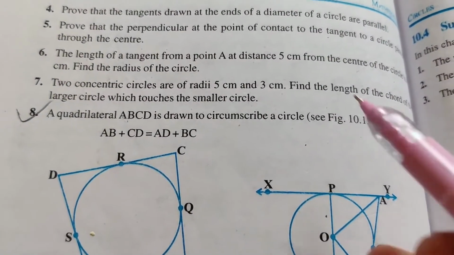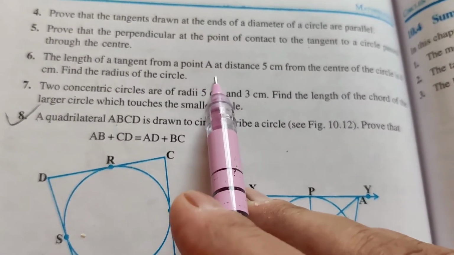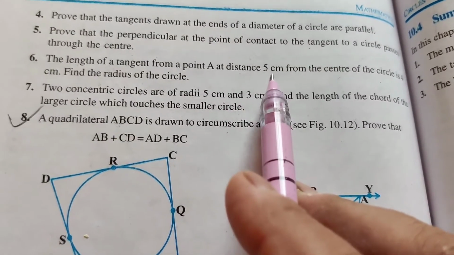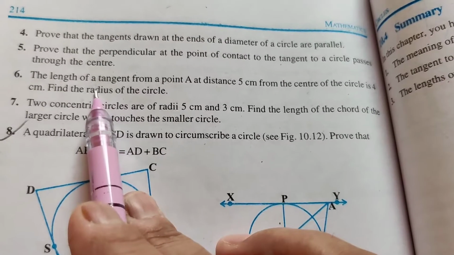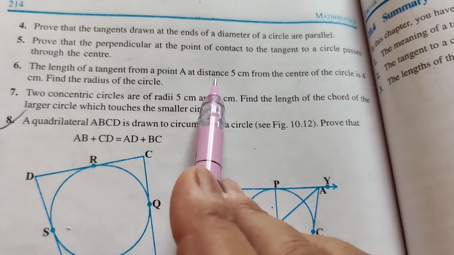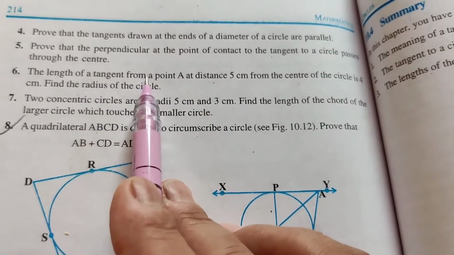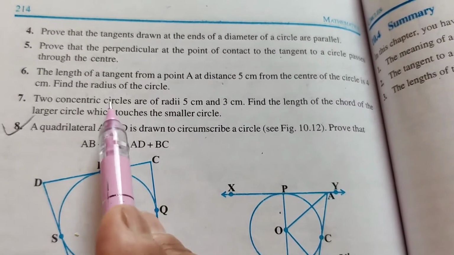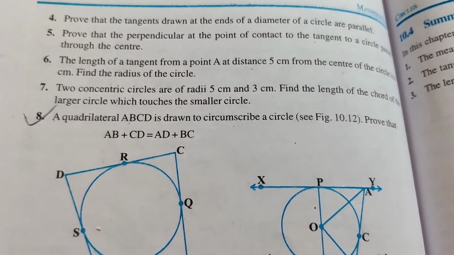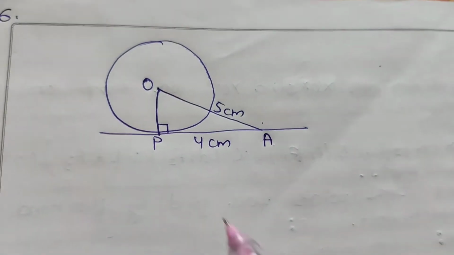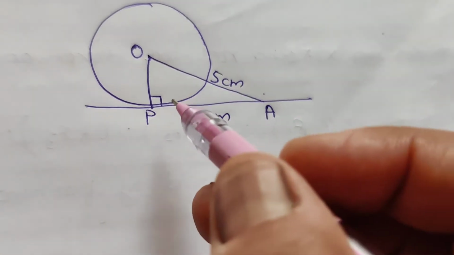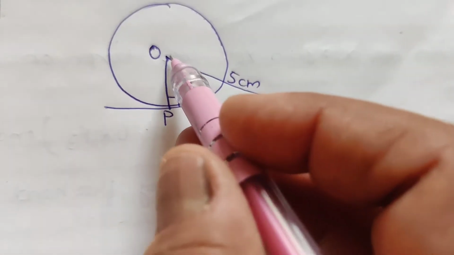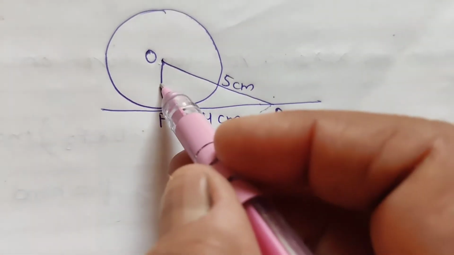Question number 6. The length of a tangent from a point A at a distance of 5 cm from the center of the circle is 4 cm. Distance is 5 cm, the length of the tangent is 4 cm. Find the radius. This is the figure of question number 6. The length of the tangent is 4 cm and the distance is 5 cm. We have to find the radius.